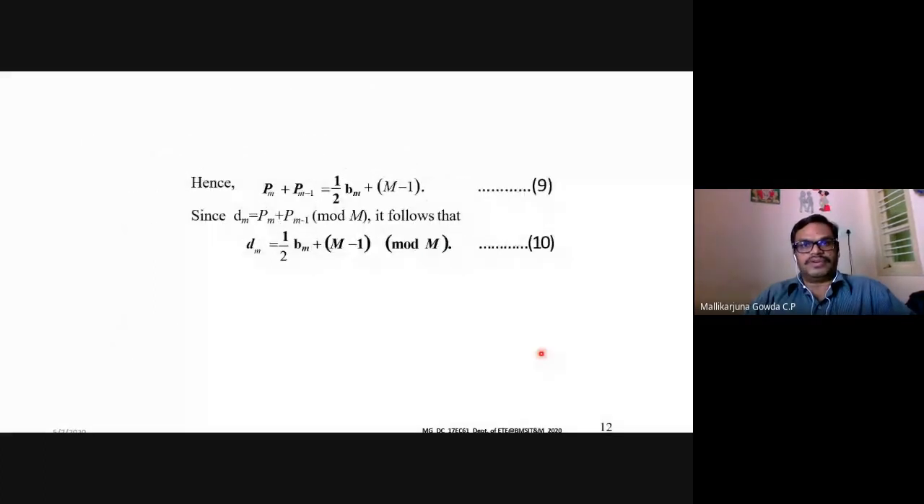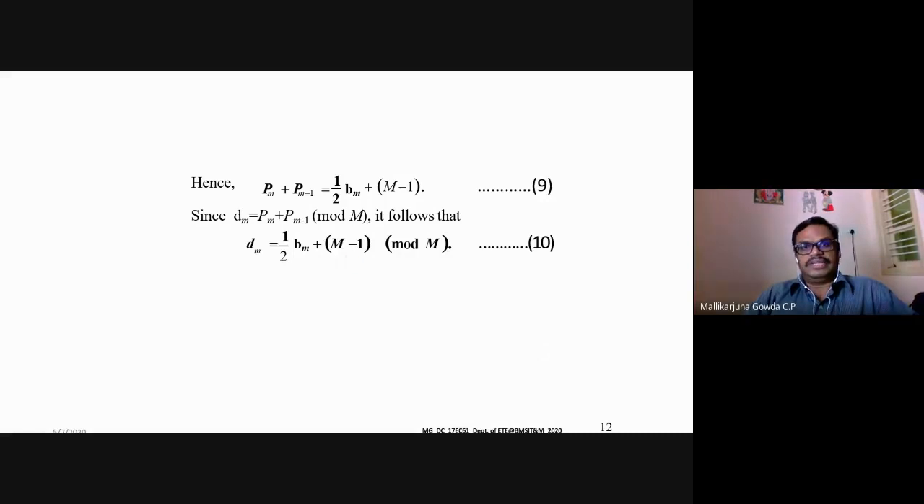This is the formula for the pre-coded sequence. In the earlier case I wrote 1 by 2 BM plus 1, right? So here 1 is replaced by M minus 1, which means it depends on the value of M. And this is the decoded sequence. I wrote 1 by 2 BM plus M minus 1. In the earlier binary case it was plus 1, now it is M minus 1. If I take M as 4, 4 minus 1 will be 3, so 1 by 2 BM plus 3 will be there.